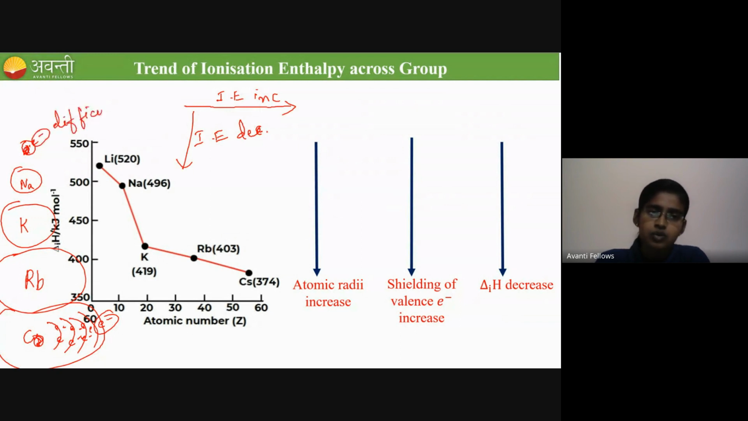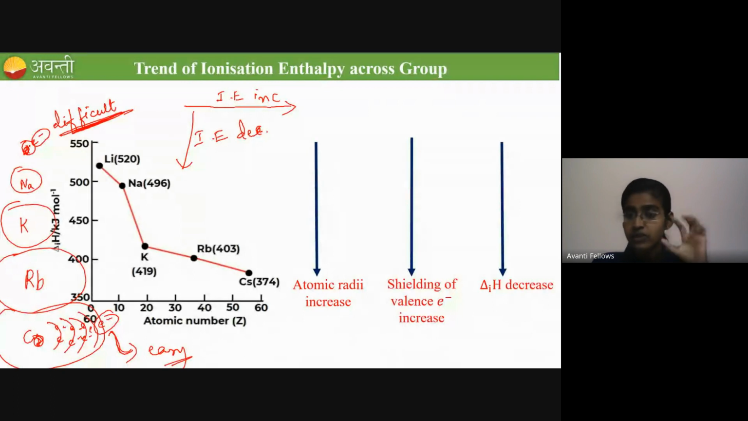I cannot remove the outermost electron from lithium easily; I have to supply more energy. But if I want to remove the cesium electron, it is very easy. It is very far away from the nucleus, right? So I can remove this easily, with a very small amount of energy. But here I have to supply more energy because it is very close to the nucleus. Attraction between that electron and the nucleus will be very, very high. So I have to supply more energy to take that electron. Got it? Is this okay?